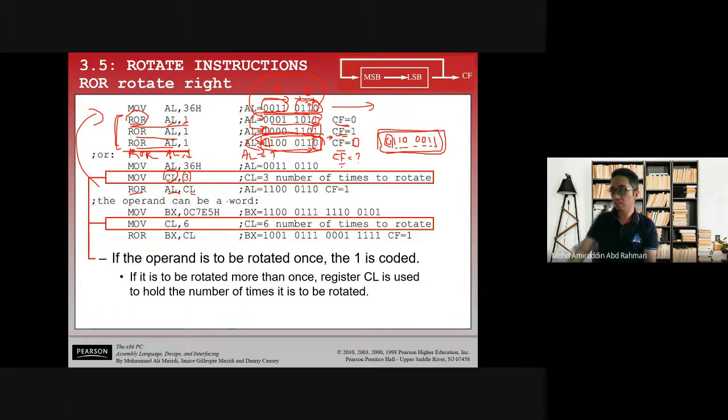Okay, and another one. We have another example over here. So the operand can also be a word. So this is a word. Remember that it is up to 16 bits. So this is a 16-bit number, C7E5. This is C, and then this is 7, and then this is E, and then this is 5, and then it is rotated 6 times, so you get this CL. So let's do it together. We rotate the first time.